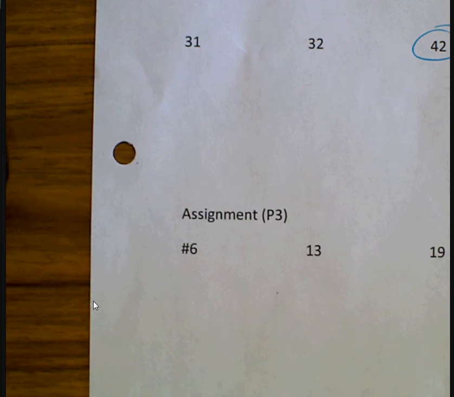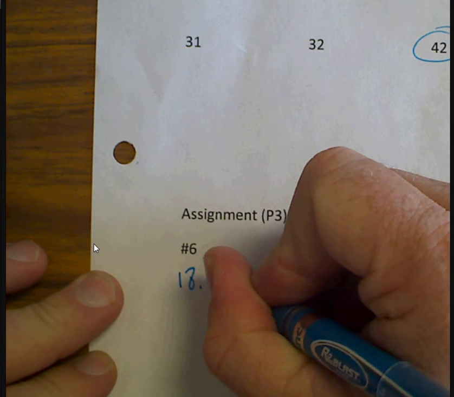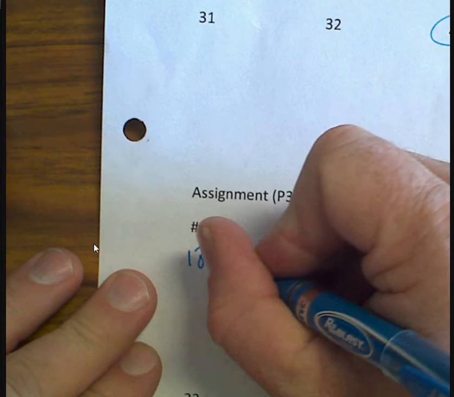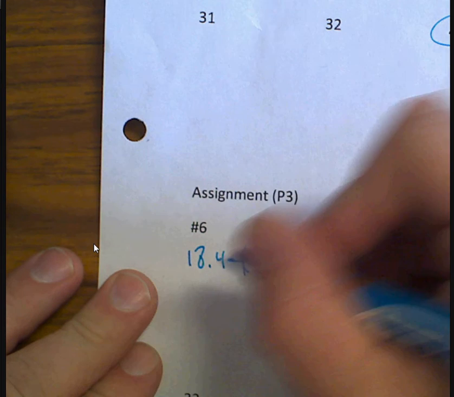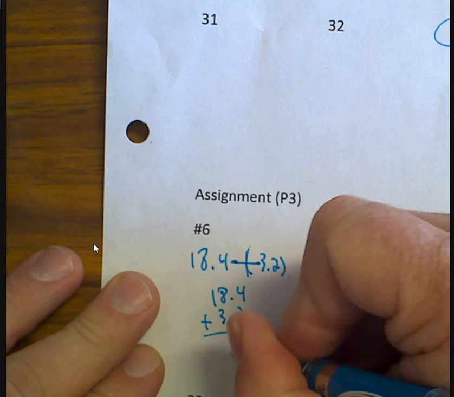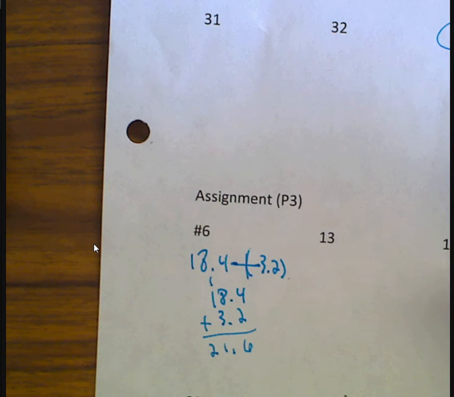All right, so Chapter 0, Review Number 1, Assignment P3, or sorry, Page P3. Number 6, so we got 18 minus 4.4 minus negative 3.2. Remember, I stated we go ahead and add this. I line up my decimals, 6, 11, 2, so 21.6.